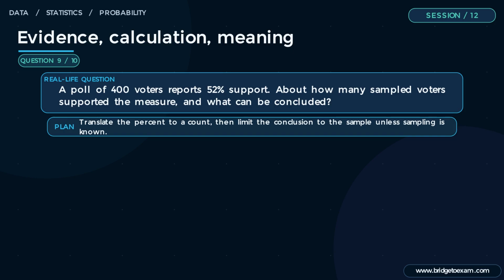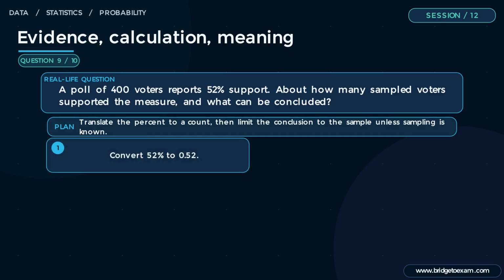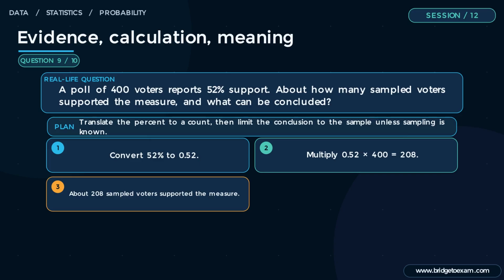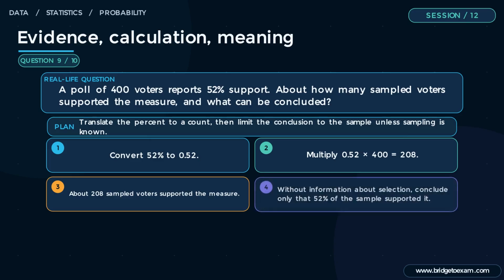Step 1. Convert 52% to 0.52. Step 2. Multiply 0.52 times 400 equals 208. Step 3. About 208 sampled voters supported the measure. Step 4. Without information about selection, conclude only that 52% of the sample supported it.